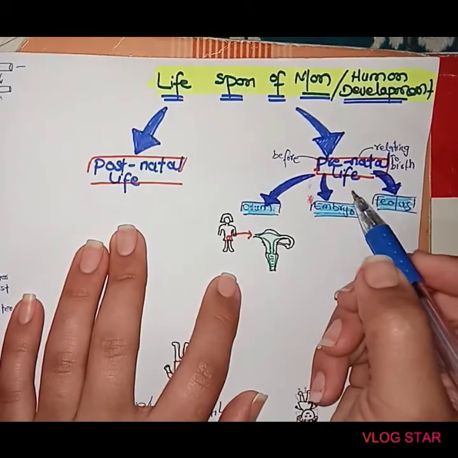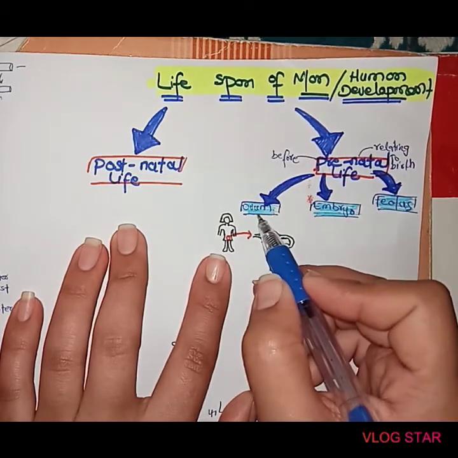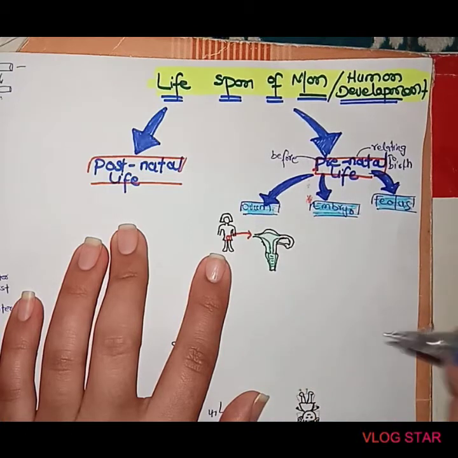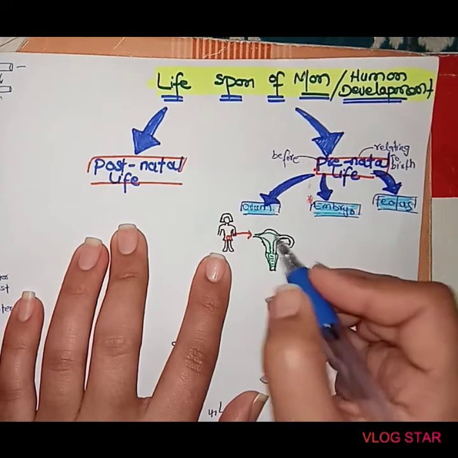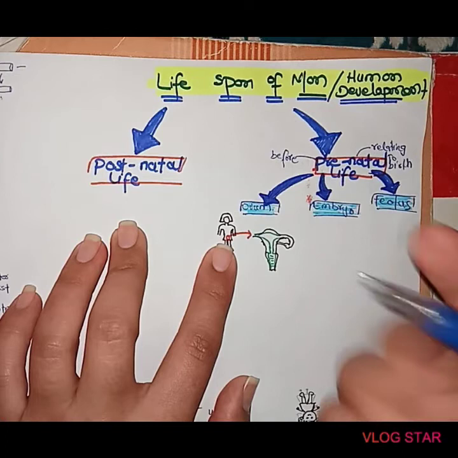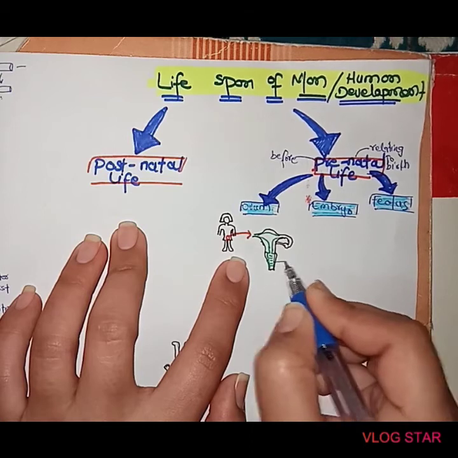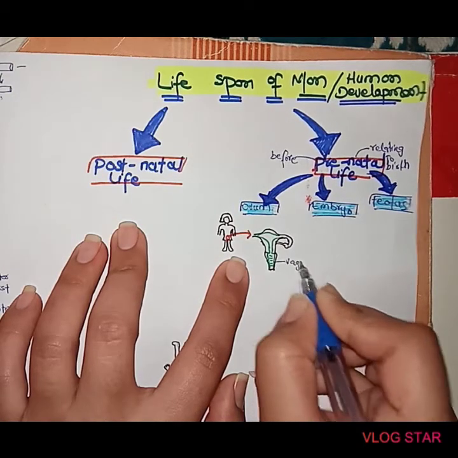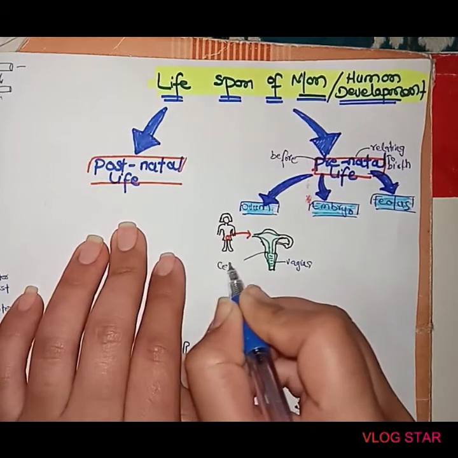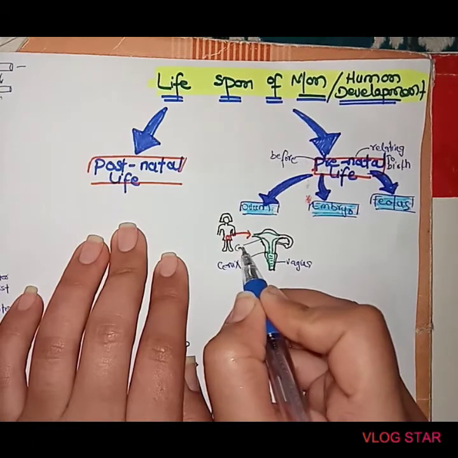We further divide the prenatal life into three categories: ovum, embryo, and fetus. These are the terms we use to describe the periods of pregnancy. Okay, ovum. This is the period when the sperm enter into the vagina. This is the female uterus, and this is the vagina. This is the cervix, and this is the uterine cavity.